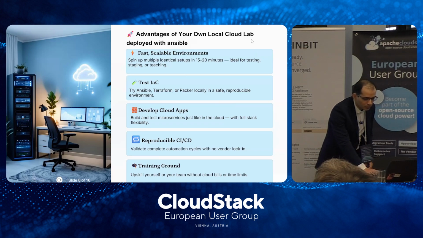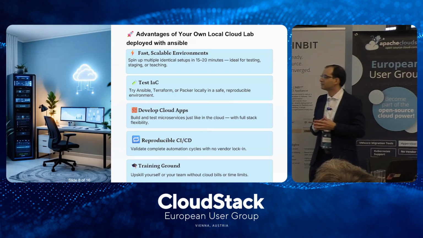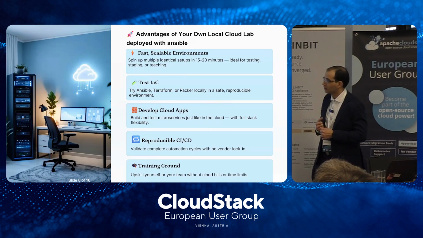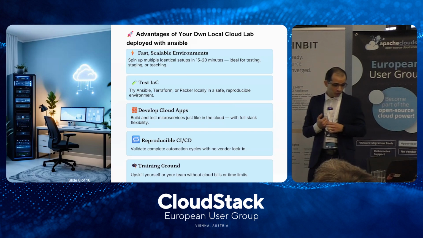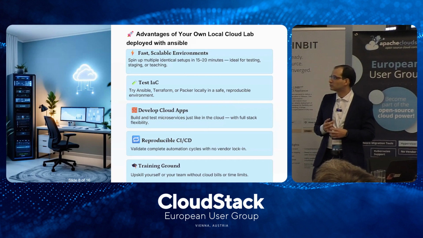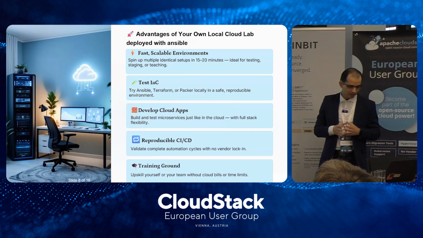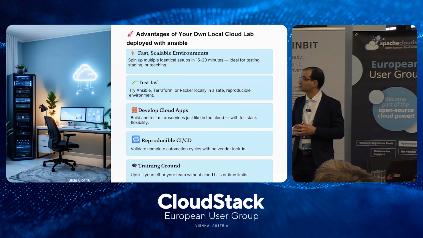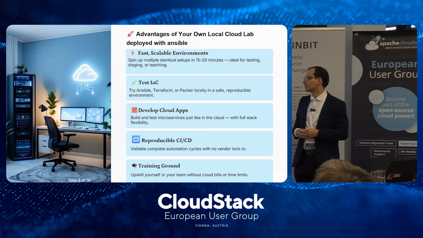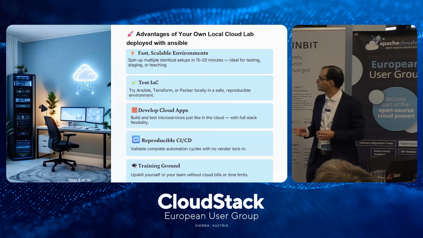With Ansible, you can spin up several identical environments in 15-20 minutes, which is ideal for testing, for staging, for teaching. Before automating these steps, we used to spend weeks to have a fully operative CloudStack environment. And after automating with Ansible, right now it takes only 15-20 minutes. Right now everybody is asking for a new environment as if it were a coffee, because we can do it really fast.